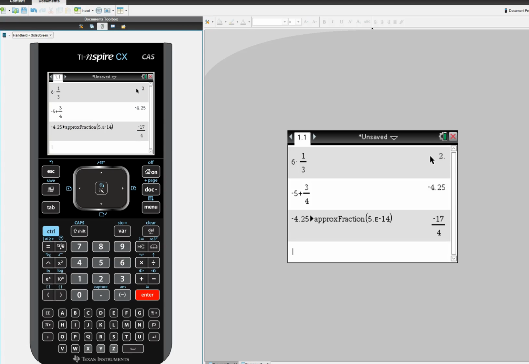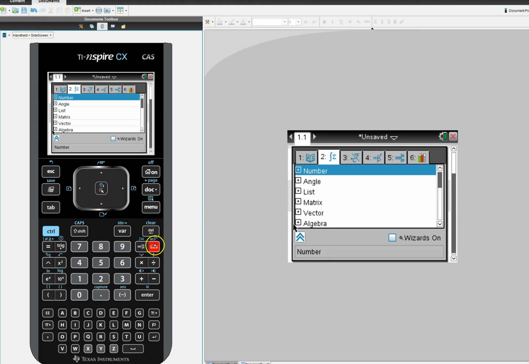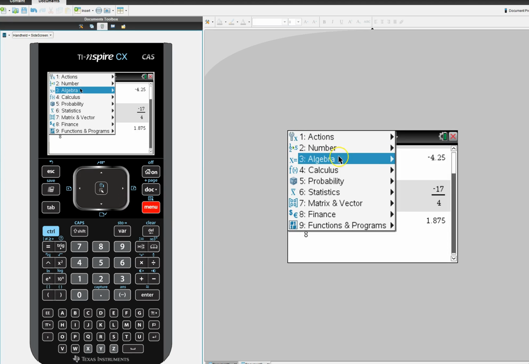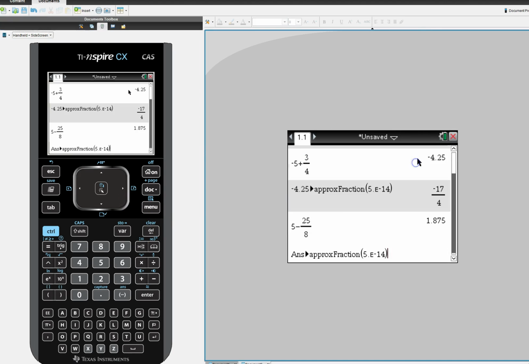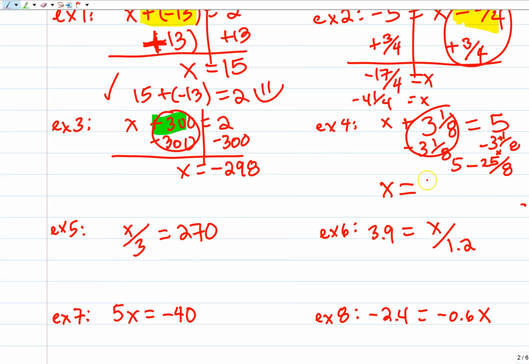5 minus 25 over 8 as a fraction. I gotta stop doing that. As a fraction, 15/8, or 1 and what?